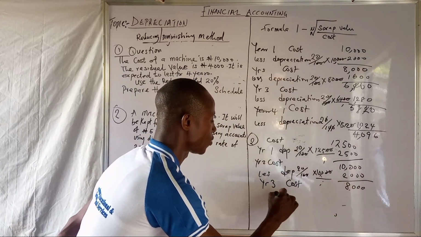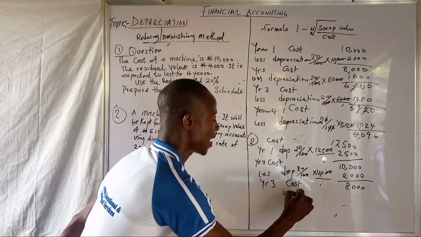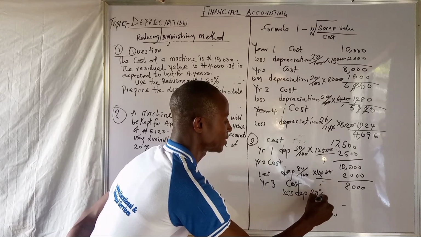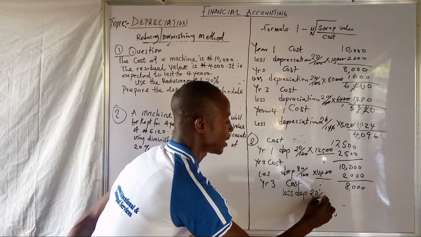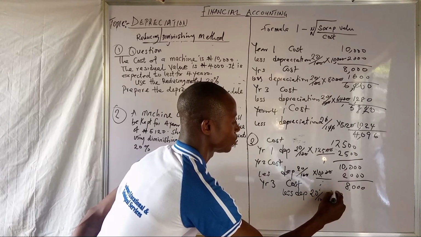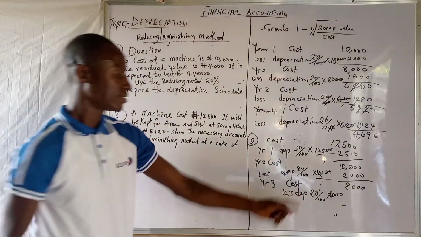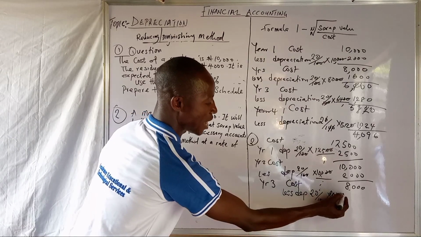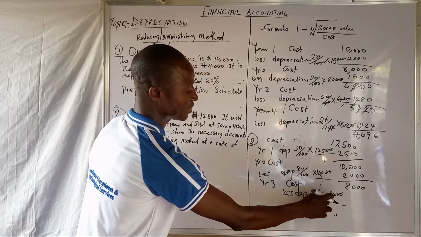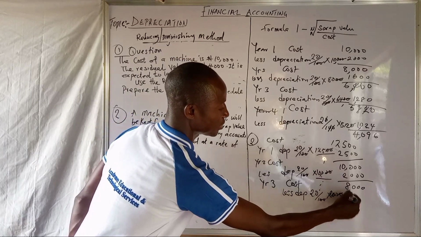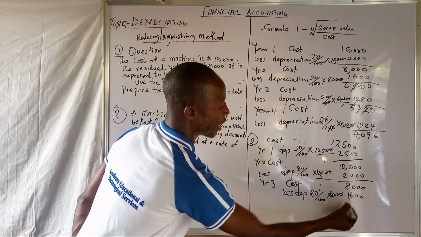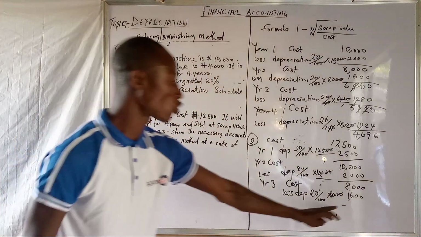Then we want to less your depreciation for that year 3. Depreciation 20% of that 8,000. You realize that these 2 zeros eliminate these 2 zeros. So 2 multiplied by 8, that is 16. So 16 and 00, that's 1,600 for the third year.